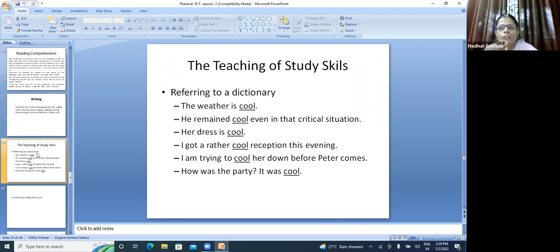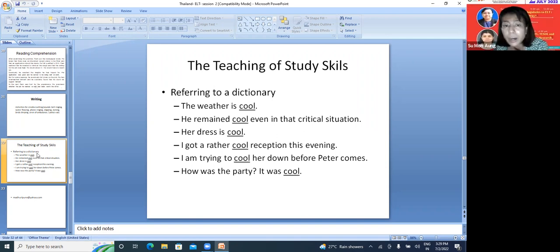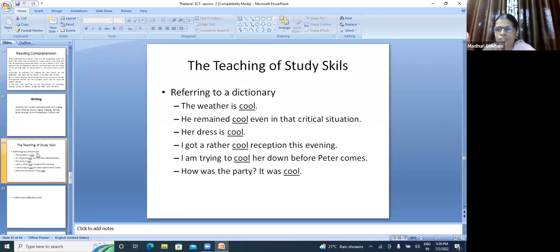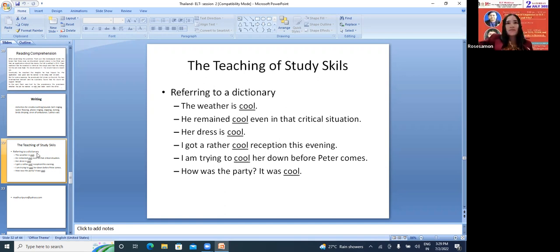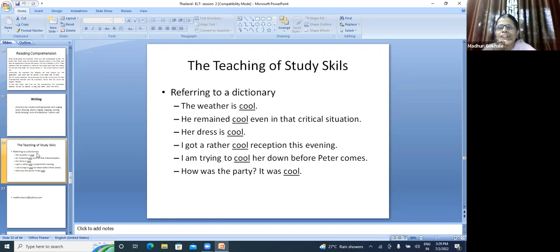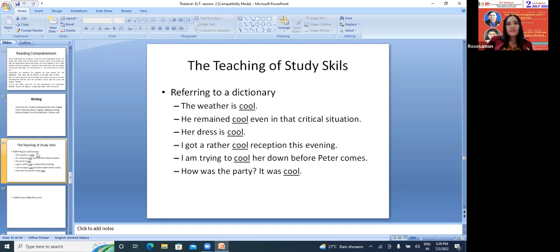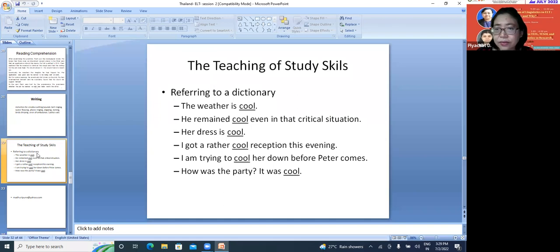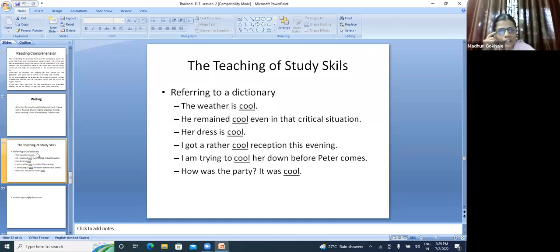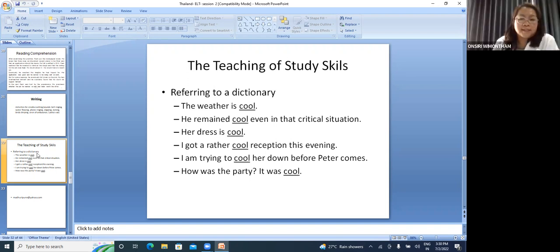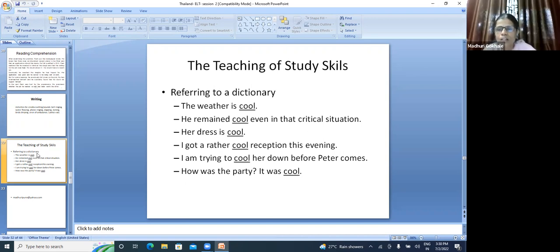Suman, he remained cool even in that critical situation. He remained calm. Very good. Vanchana, her dress is cool. Fashionable. Modern. Attractive. Yeah. Rosamond, I got a rather cool reception this evening. Fine. Okay. And Piyachat, I'm trying to cool her down before Peter comes. Calm her down. I'm trying to calm her down. Okay. And how was the party? Someone says it was cool. It was great. It was enjoyable. Nice. Right? So, fascinating, interesting.